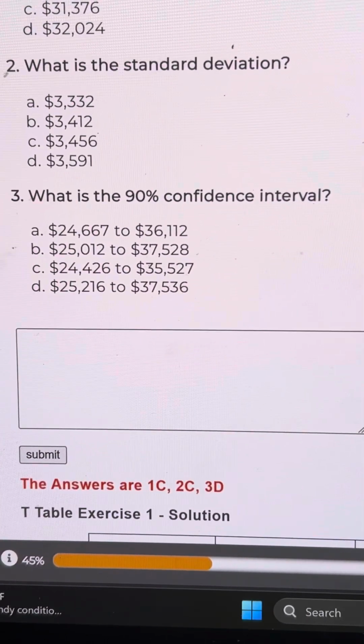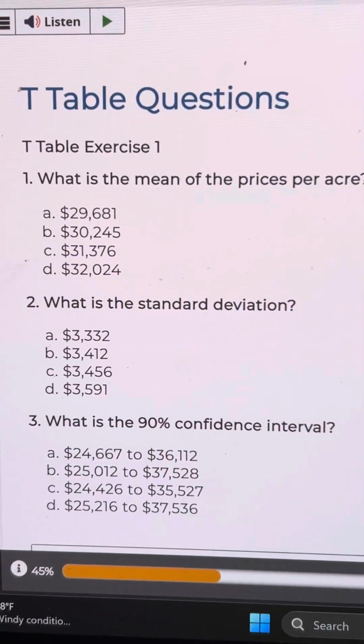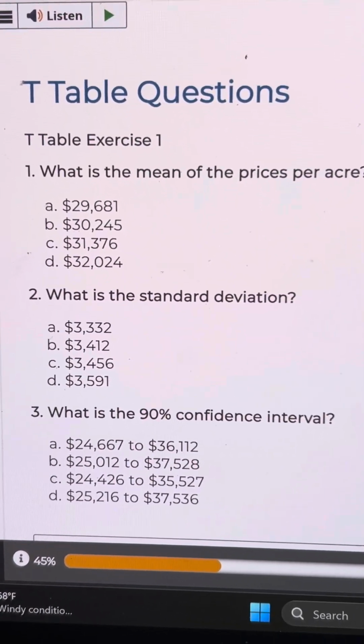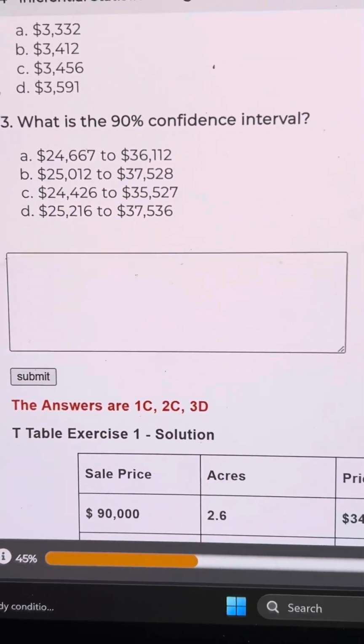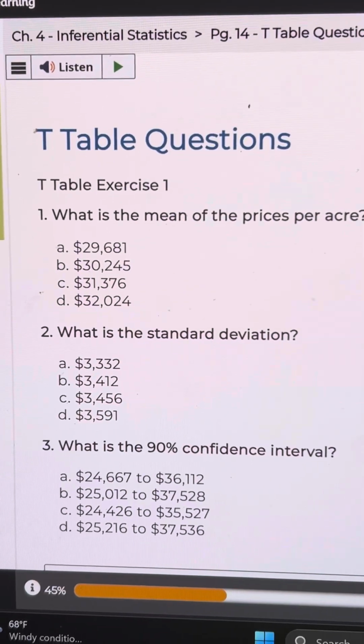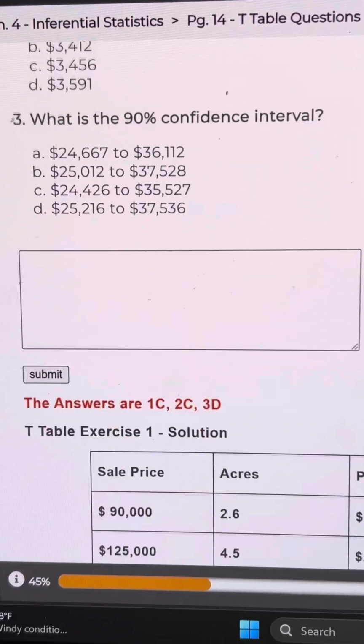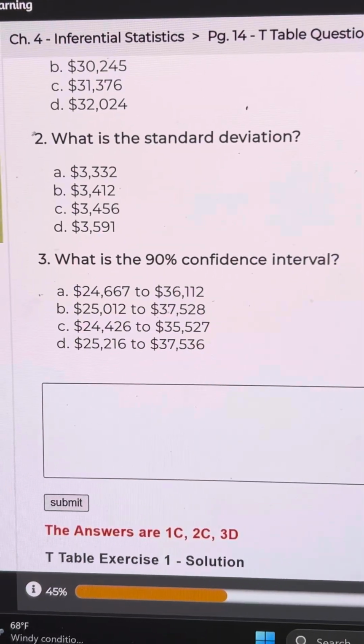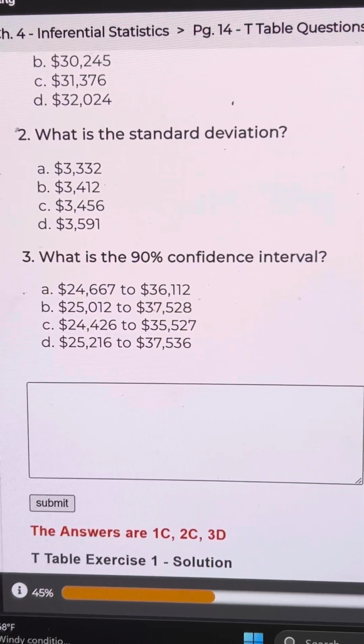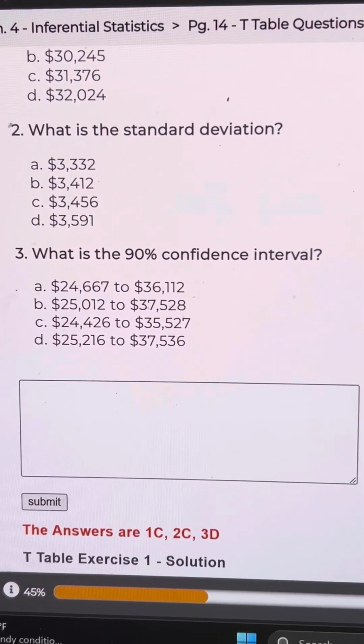The answers are: number 1 was C, $31,376. Number 2 was C, $3,456. And number 3 was D, $25,216 to $37,536.